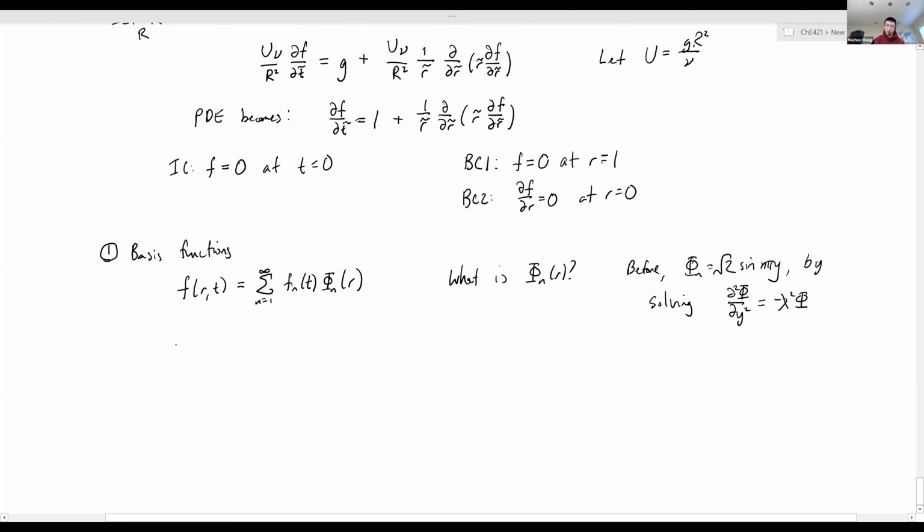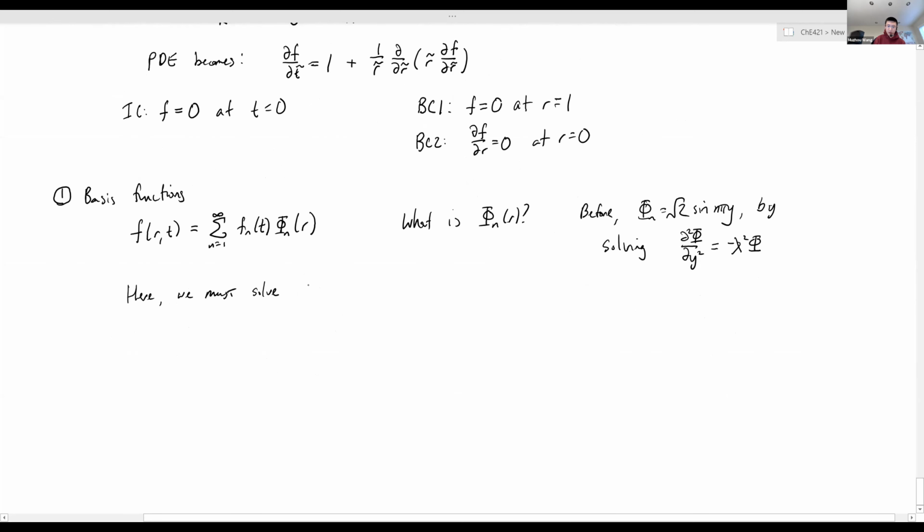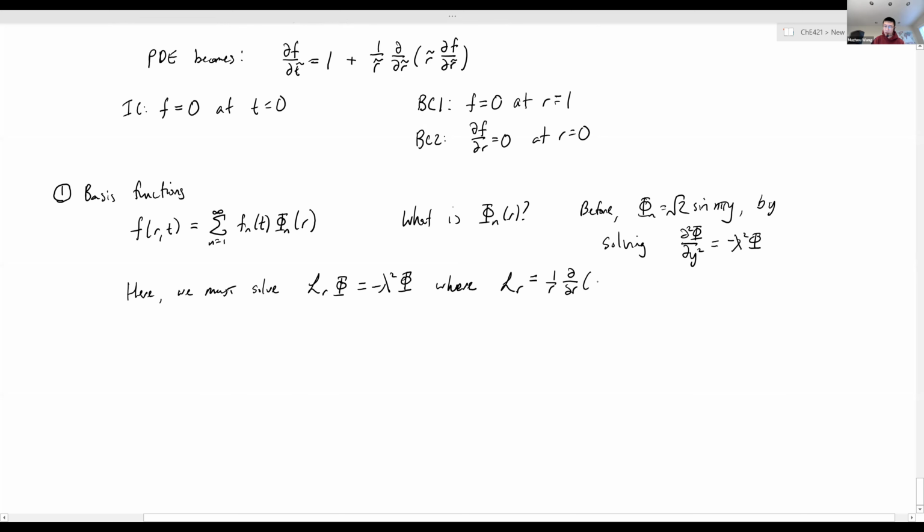So here, we must solve this differential equation. Okay, where L of r is equal to 1 over r d by dr times r d by dr, like that. Okay.